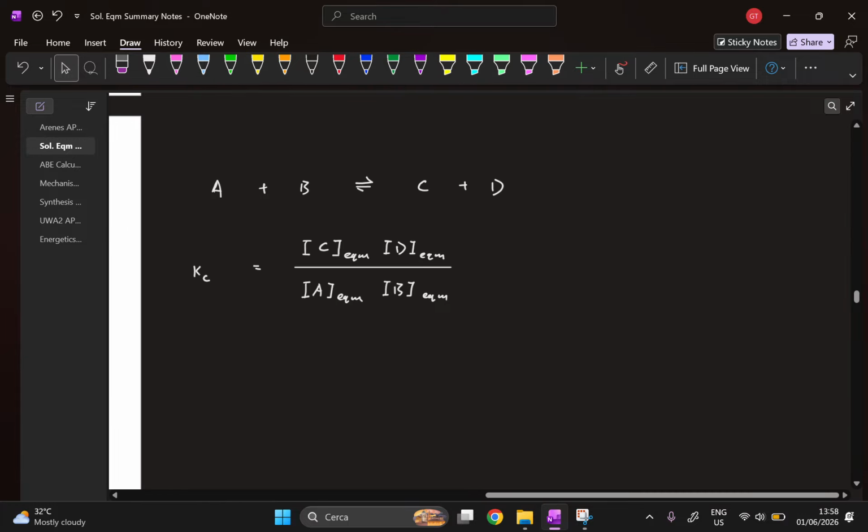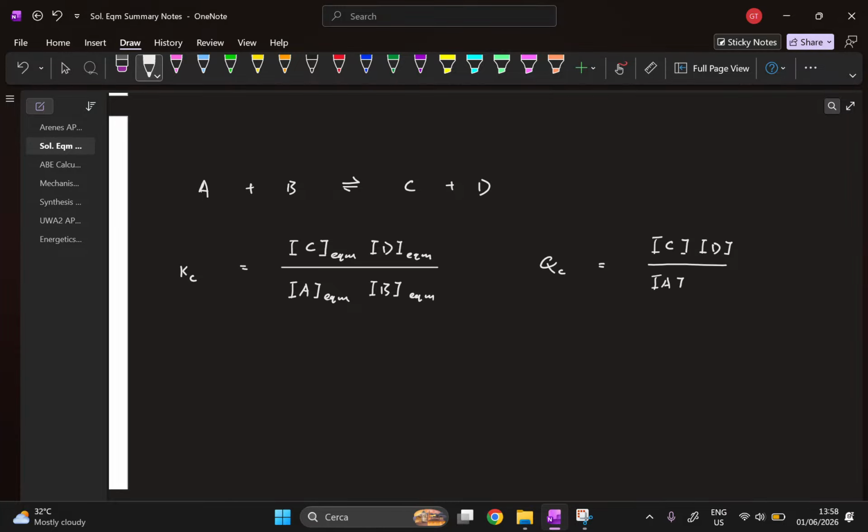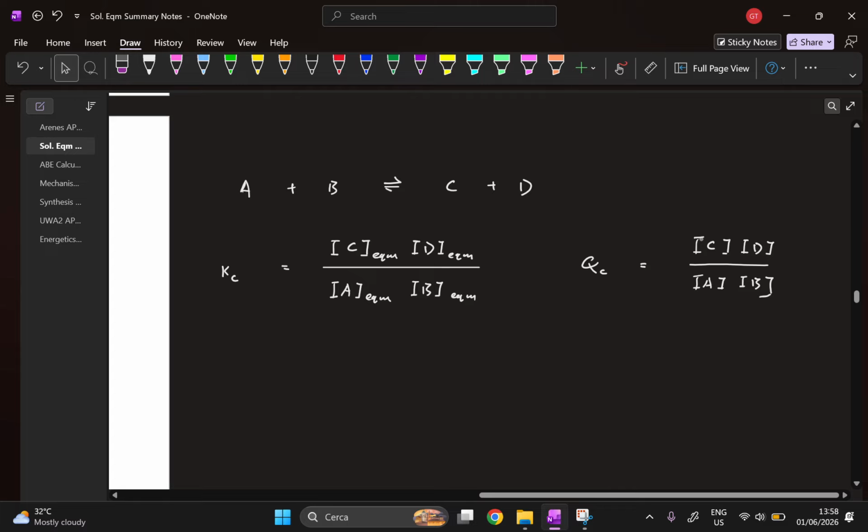But if I'm looking at Qc, the reaction quotient, instead of the equilibrium constant, I'm interested in all of this. But notice I don't write the subscript. Why? Because all of these are instantaneous concentrations. So intuitively, if the instantaneous concentration of the products is higher than the concentration of the products at equilibrium, is my reaction going to proceed in the forward or backward direction? In other words, what is the position of my equilibrium?